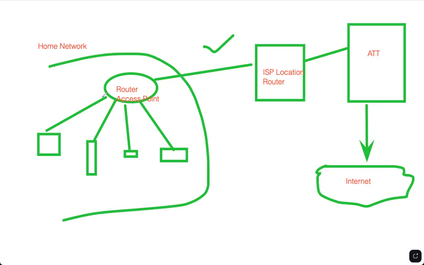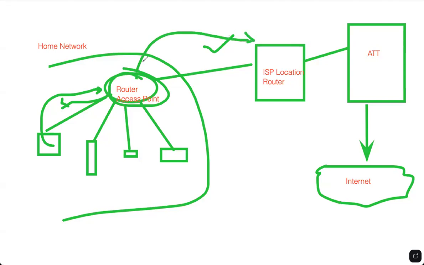So all you are doing is installing a router which will have an access point for the wireless signal to be transmitted. Your device will be connected to this SSID. SSID is nothing but the Wi-Fi name. And once you have that, it will have a connection to the ISP. In this case, the router is also acting as your gateway.